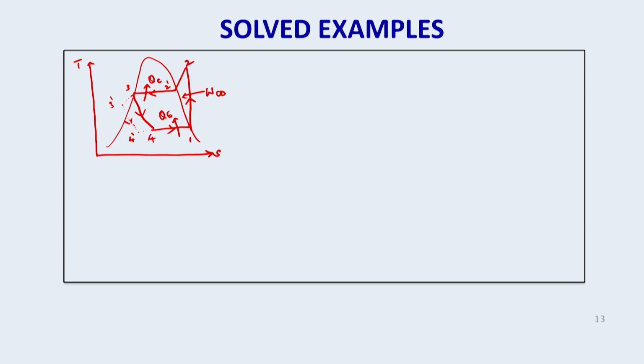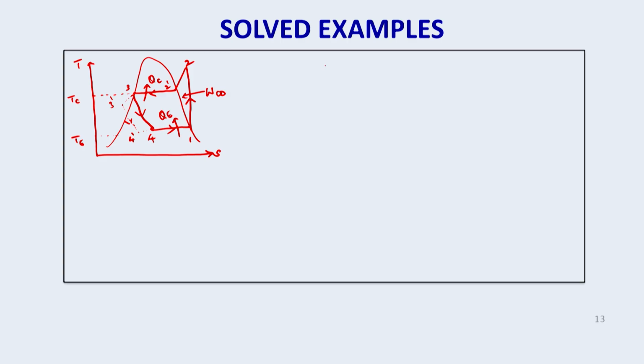Let us mark the temperatures. So, this is evaporator temperature TE. This one is condenser temperature.